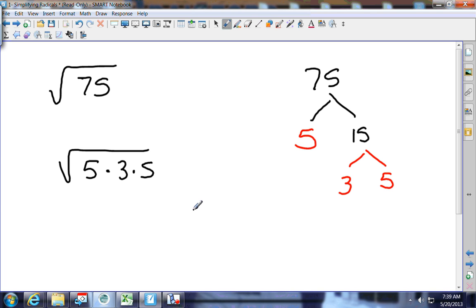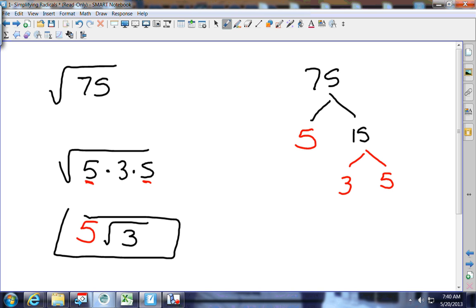Is there some friends to go outside and play? The 5s can go outside and play. They have buddies. So the 5s get to go outside. What about the 3? 3's grounded. This is as low as it goes. It's 5 square root of 3.